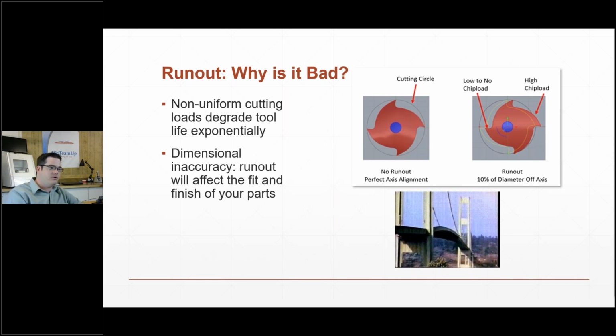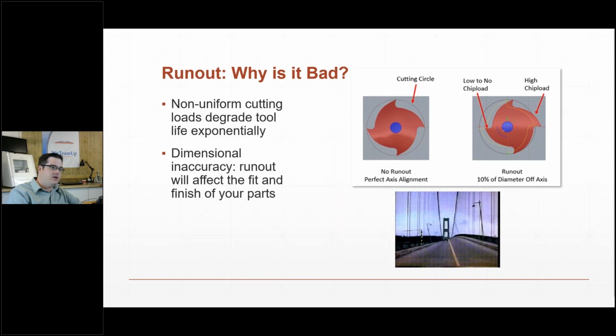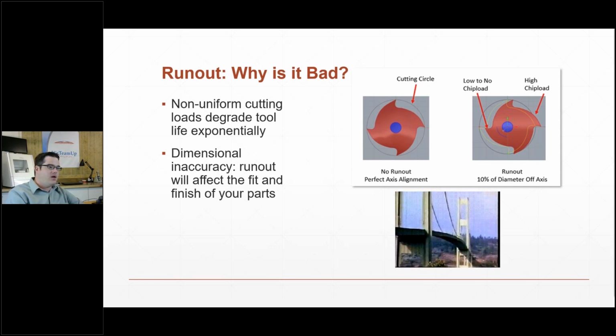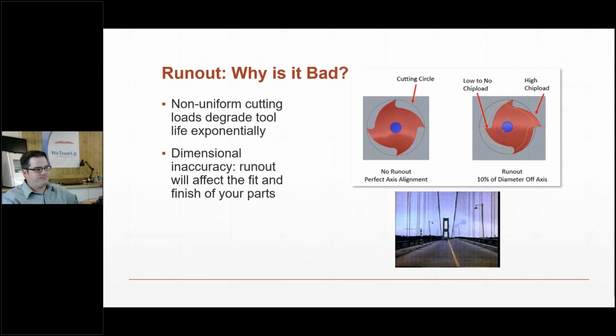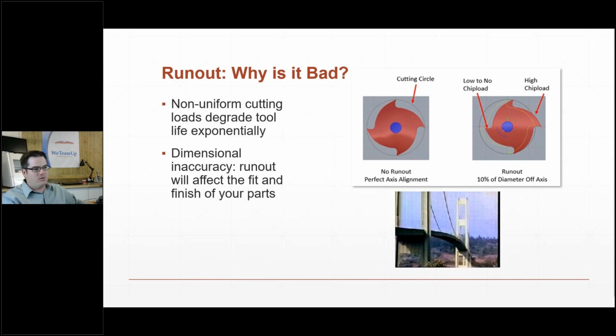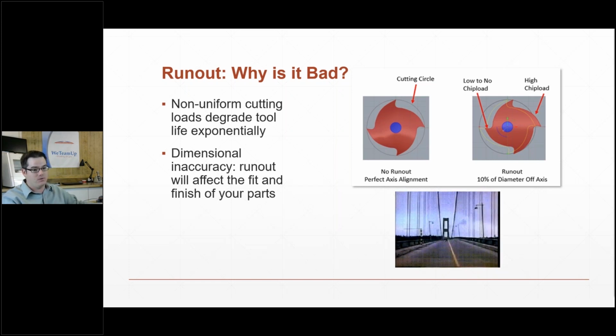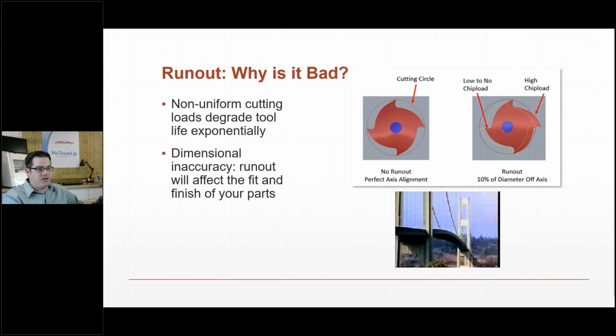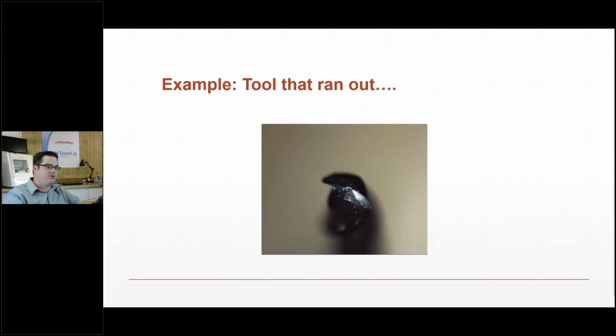And so here's what we get here. You get a non-uniform cutting load, like I said, and if you do have a severe amount of runout, like say that it's moving 50 microns, then your tool's actually going to cut a path that's 100 microns larger than the tool because it's wobbly. So then you can get dimensional inaccuracy and fit issues. This is a picture of a tool that was running out, and you can see that one flute is severely worn versus the other one, which is still pristine.